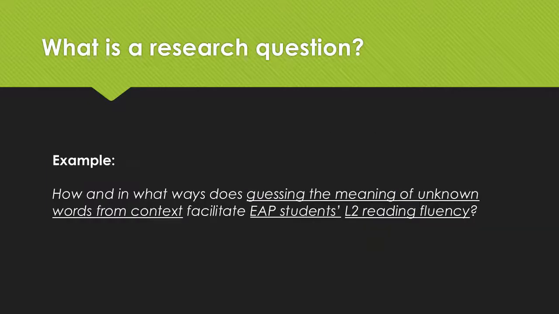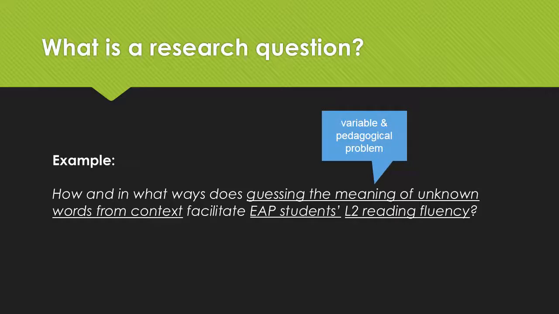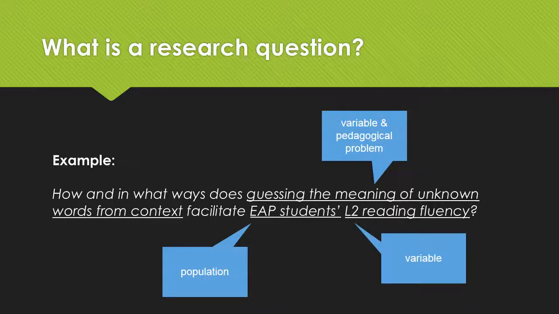So here is an example research question written in an observable, measurable, and accessible manner. You'll notice that the pedagogical problem and one variable to be studied is the guessing of the meaning of unknown words from context, and is a common issue in second language reading. You'll also see that this research study seeking to answer this research question is interested in the English for academic purposes student population and their respective second language reading fluency, which becomes the second variable in the study.